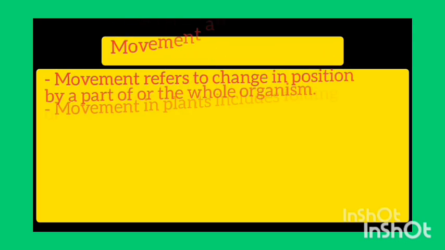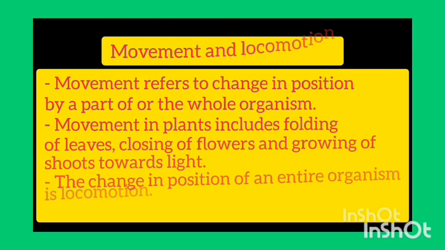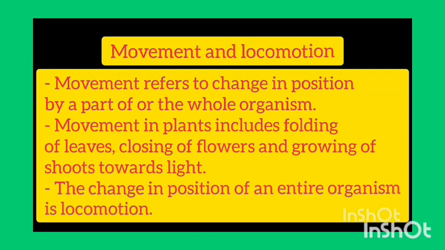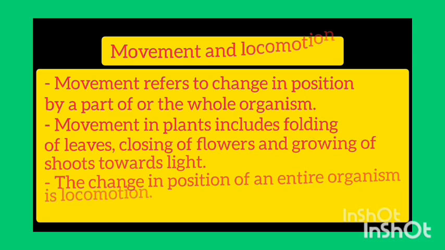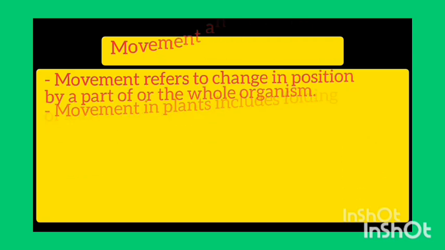Then we have movement and locomotion. Movement refers to change in position by part or the whole organism. Movement in plants includes folding of leaves, closing of flowers, and growing of shoots towards light. The change in position of an entire organism is called locomotion.